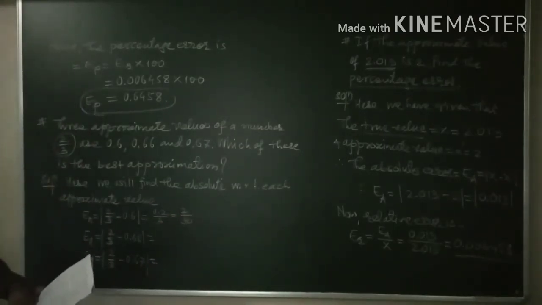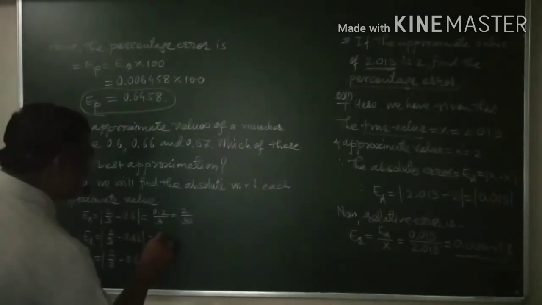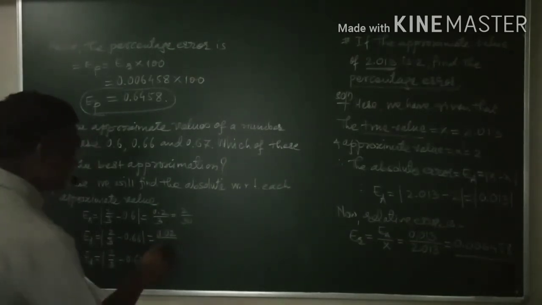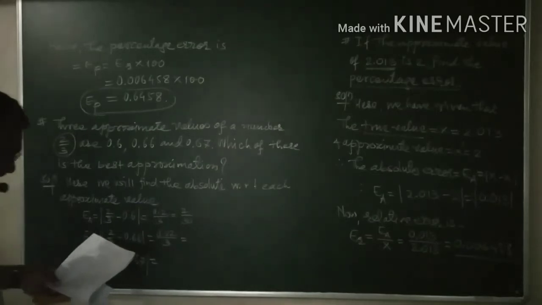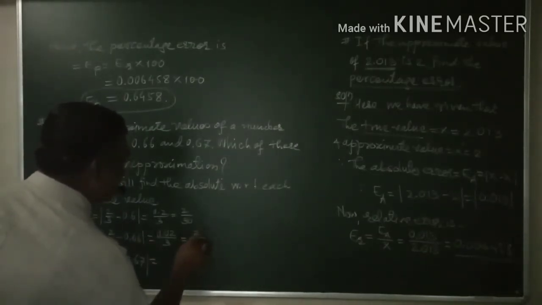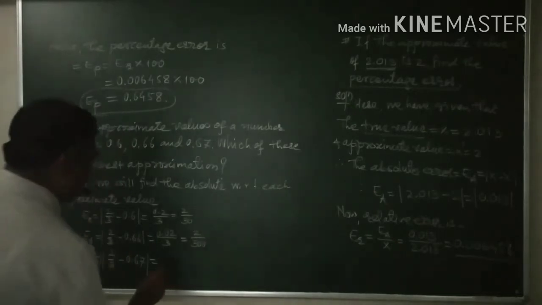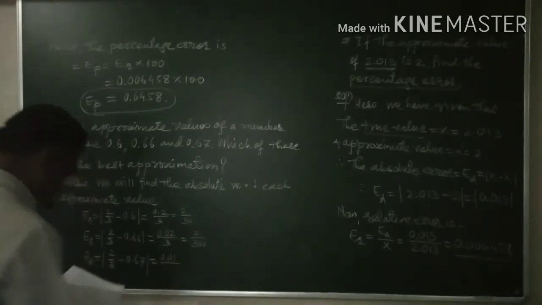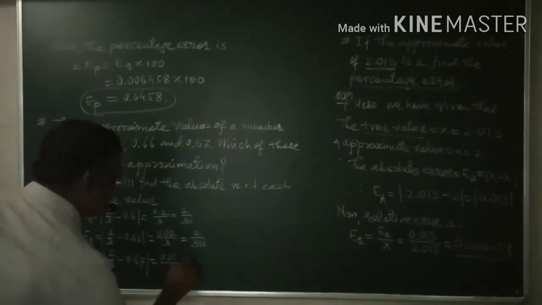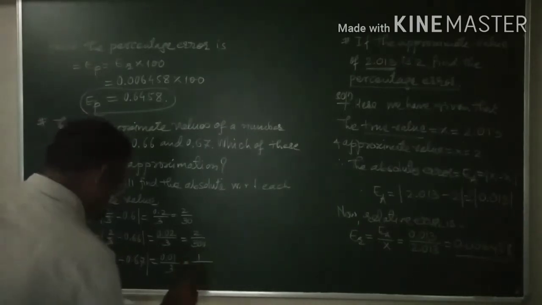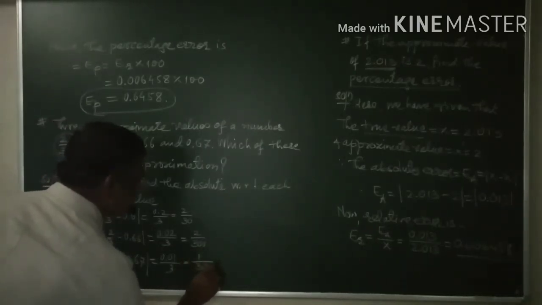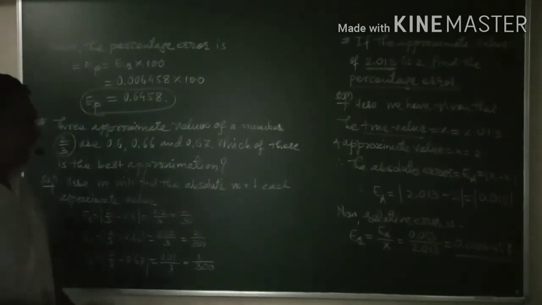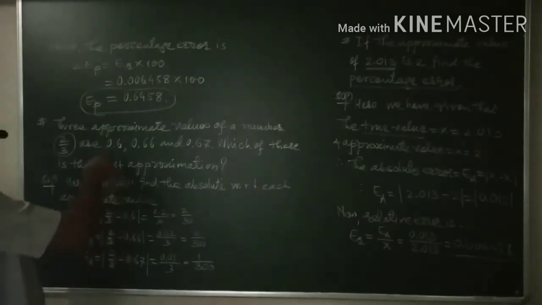The second is 0.02 by 3, which is equal to 2 by 300. And the third is 0.01 over 3, which is 1 over 300. These are the three values of absolute error with respect to each approximate value.